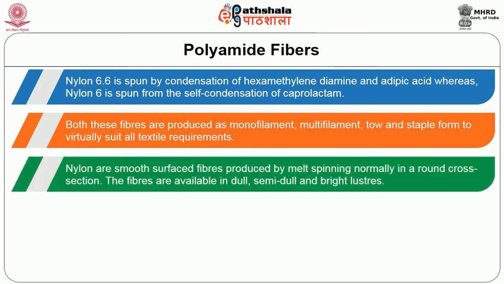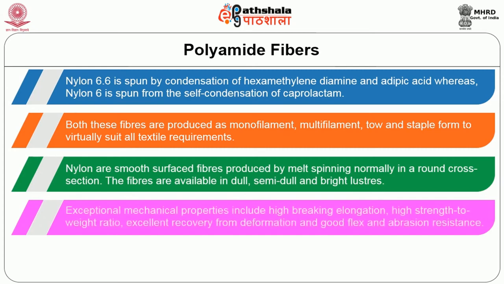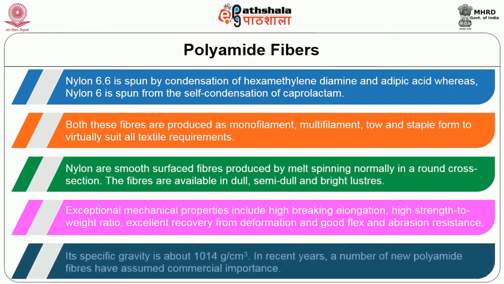Nylons are smooth surfaced fibers produced by melt spinning, normally in a round cross section. The fibers are available in dull, semi-dull, or bright lusters. They possess exceptional mechanical properties, including high breaking strength, high strength to weight ratio, excellent recovery from deformation, and good flex and abrasion resistance. Its specific gravity is about 1.14 grams per cubic centimeter.